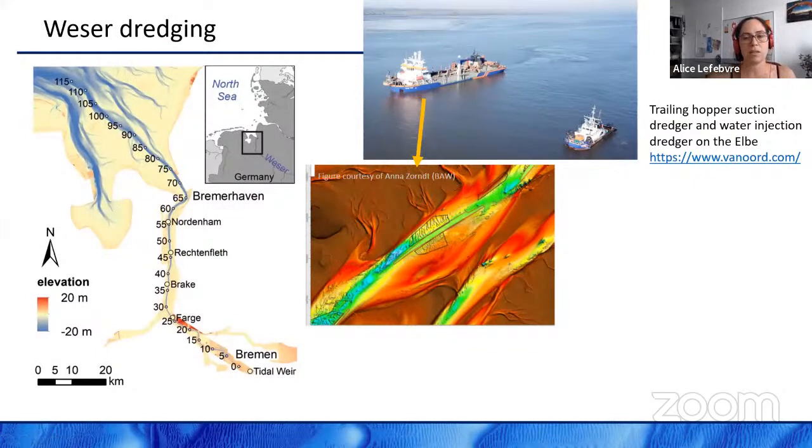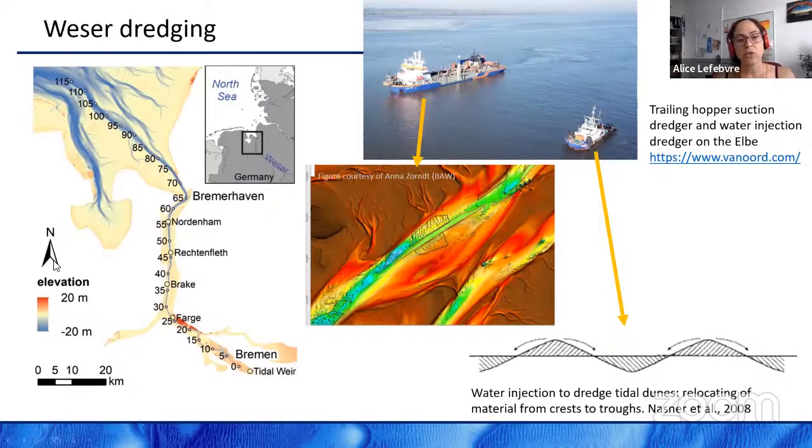That costs like millions. In the inner estuary, so basically in that part around here, they use what's called water injection, and there it's just a much smaller ship which comes and injects water which is flowing very fast and which erodes the crest of the dunes. And the idea is that once the crest is eroded, they deposit it in the trough, so it's just to flatten the dunes.